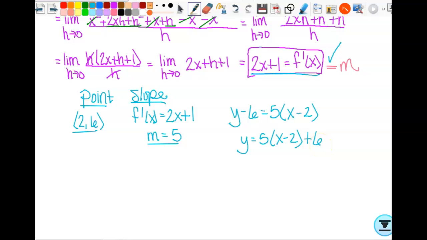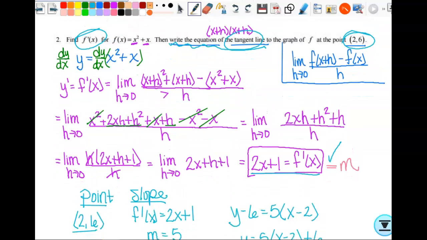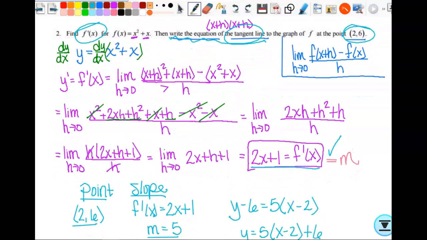And you have to remember on multiple choice tests, it could look different. What if, back up here, it had said, write the equation of the tangent line, and it didn't say this, it just said at x equals 2. How do we come up with this? Because we need the point down here. How do we come up with the 6?